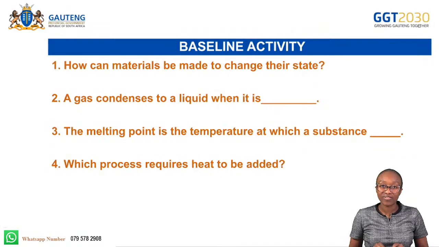Now, let's do the baseline activity. I'm going to read out the questions and then give you time to respond. You can send any questions that you may have to our WhatsApp line, 079-578-2908. You can also send in the solutions. Okay, so I'll read out the questions now. Number one, how can materials be made to change their state? Number two, a gas condenses to a liquid when it is blank. Number three, the melting point is the temperature at which a substance blank. And number four, which process requires heat to be added? I'm going to give you 4 minutes to do this activity, and then after 4 minutes, we will do the solutions together. So see you after 4 minutes.